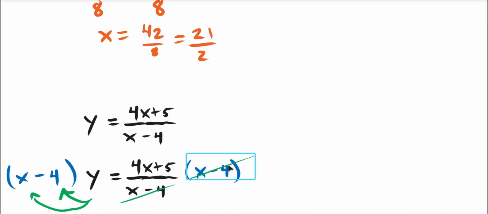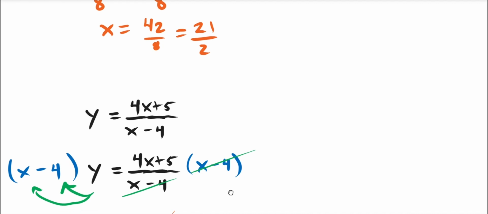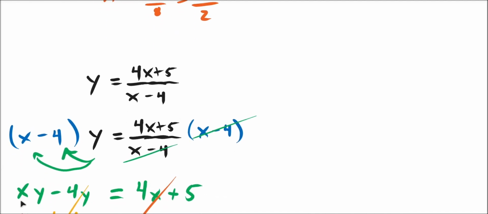So the denominator is x minus 4. I multiply on both sides by x minus 4. Now, once I multiply on both sides by x minus 4, the x minus 4's cancel here to 1. And over here, I'm going to need to distribute the y against both terms. Once I do that, I'll get x times y minus 4 times y. And that is equal to the numerator here, all that's left, 4x plus 5.